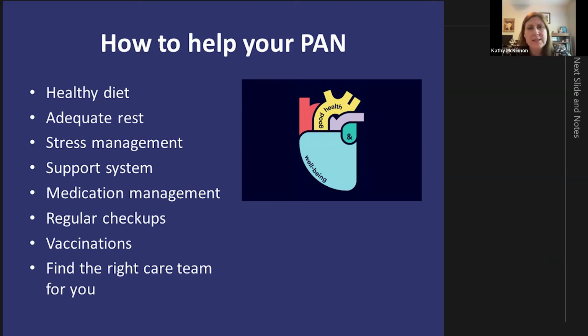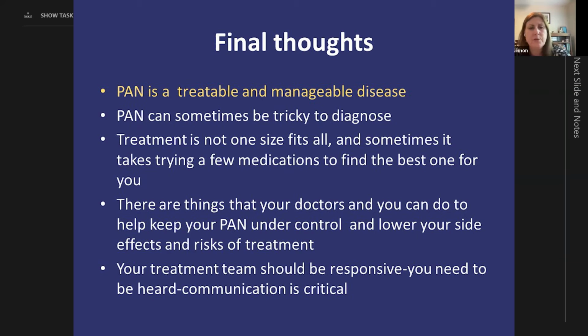And I think one of the things I can't emphasize enough is making sure that you have a good team that you feel comfortable with. It's very, very hard to go see a doctor who you feel doesn't listen to you, doesn't hear you, doesn't understand your concerns about medication. So for good communication, for good care, it's important to find the doctors that take care of you, that you feel comfortable with, that you feel confident in. So just in summary, I want to leave you with that PAN is a treatable and manageable disease, especially any of you who are listening who are recently diagnosed.